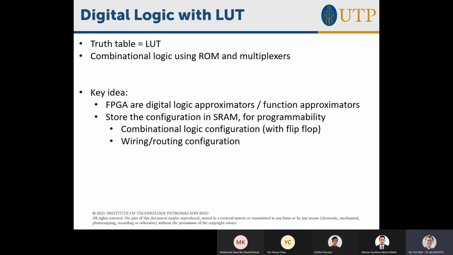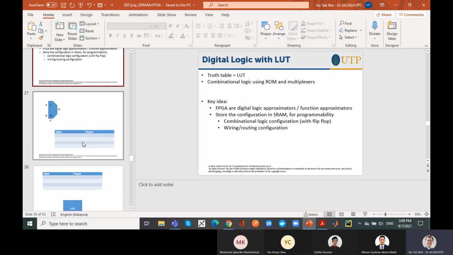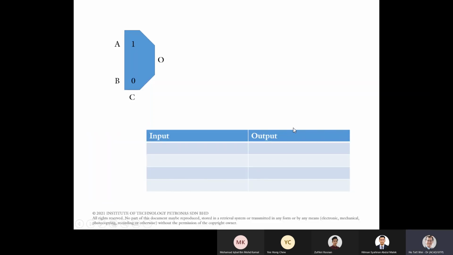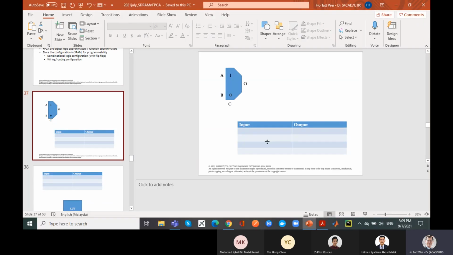So let's take a step back and talk about what it is like to implement logic as a multiplexer and a lookup table. Let's think about this logic here. Let's say I want to give you an idea of a NOT gate: inputs 0 and 1, the output is going to be 1 and 0. Do you agree with me?